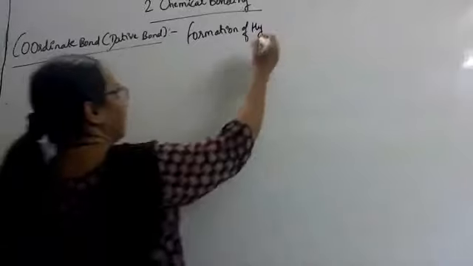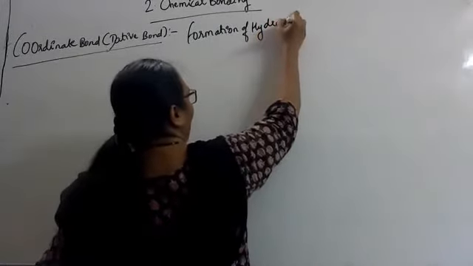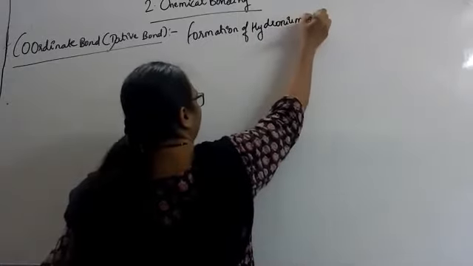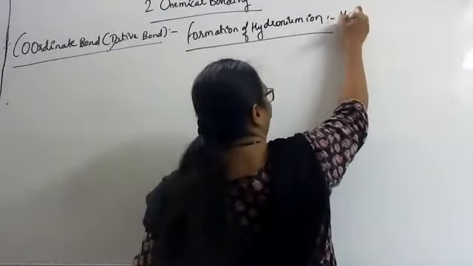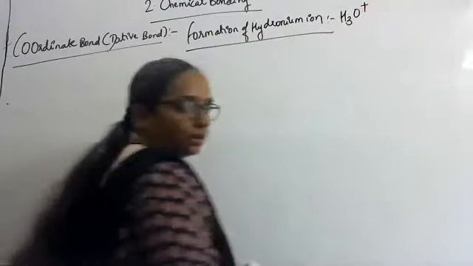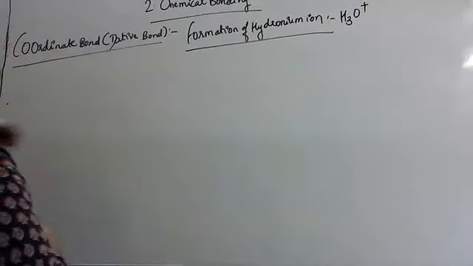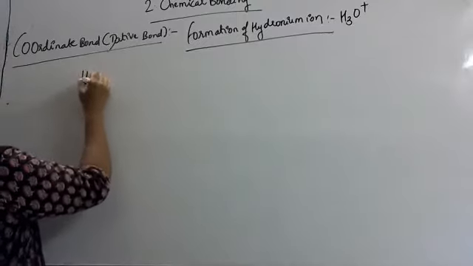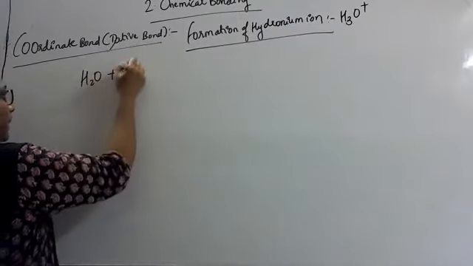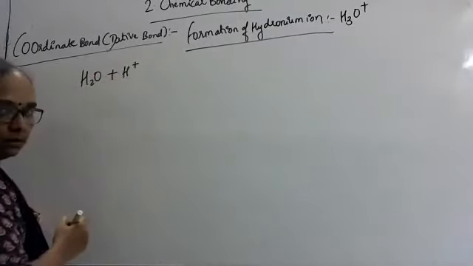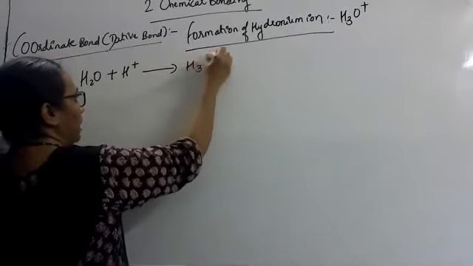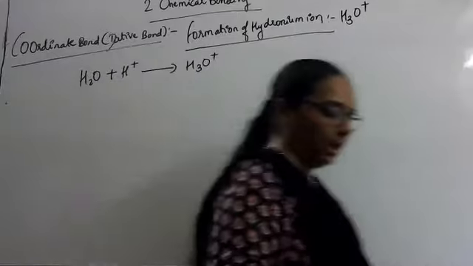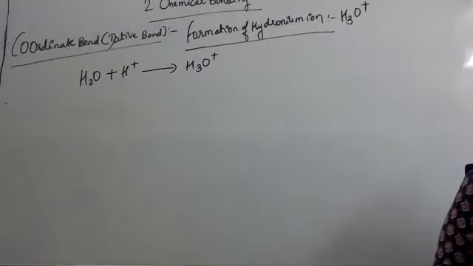So the formation of the hydronium ion. The hydronium ion formula is H3O plus. Now how does it take place? Water plus hydrogen ion will form hydronium. Now we'll see how a dative bond or coordinate bond is formed in it.